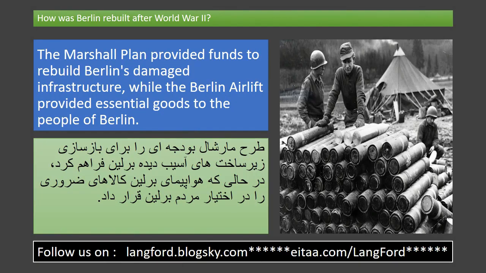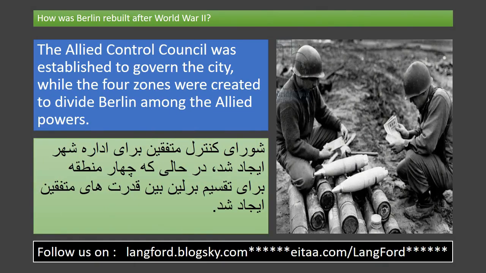The Marshall Plan provided funds to rebuild Berlin's damaged infrastructure, while the Berlin Airlift provided essential goods to the people of Berlin. The Allied Control Council was established to govern the city, while the 4 zones were created to divide Berlin among the Allied powers.